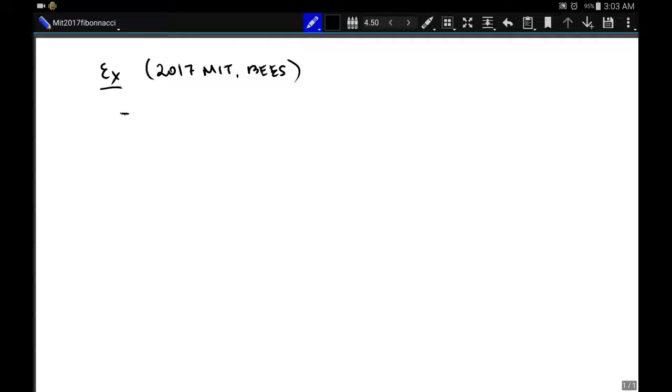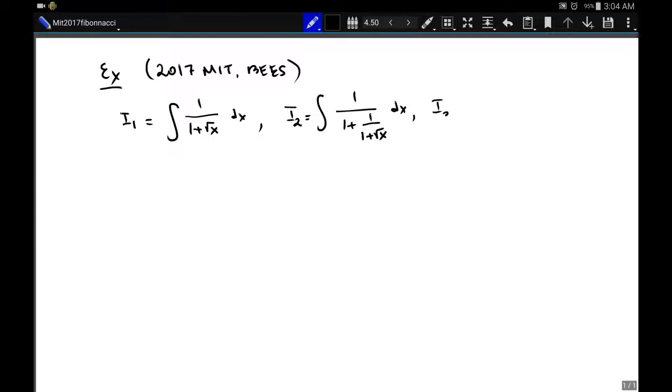The first integral I1 is defined to be 1 over 1 plus root x dx. The second one, I2, is 1 over 1 plus 1 over 1 plus root x dx. I3 is 1 over 1 plus 1 over 1 plus 1 over 1 plus root x dx. Of course, these are all integrals from 0 to 1.